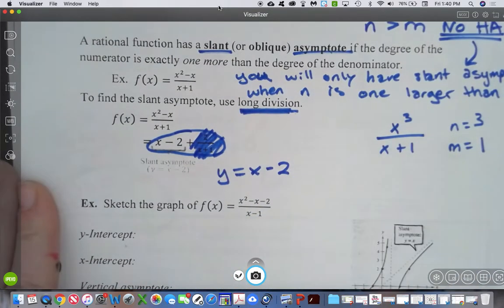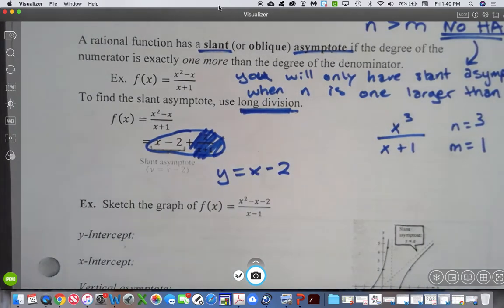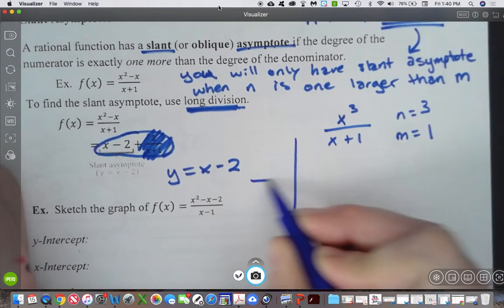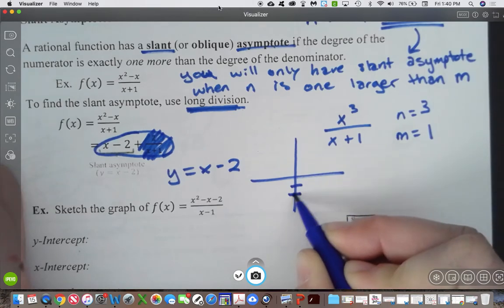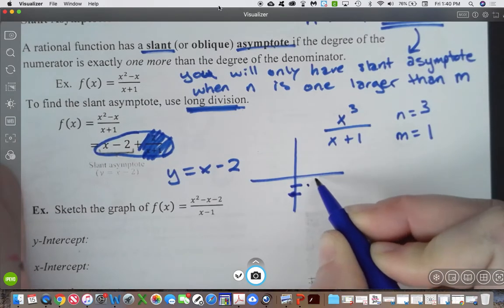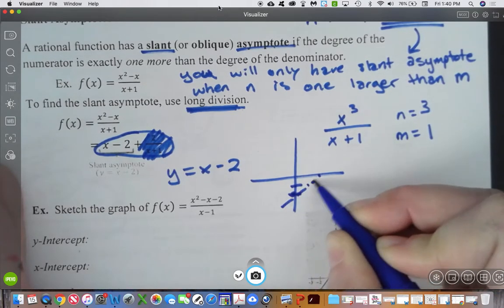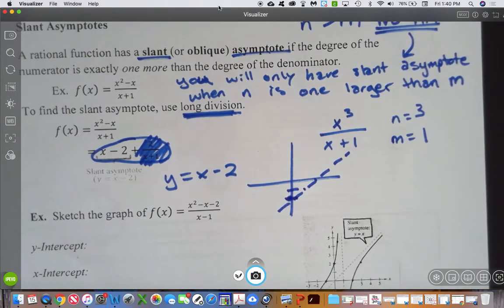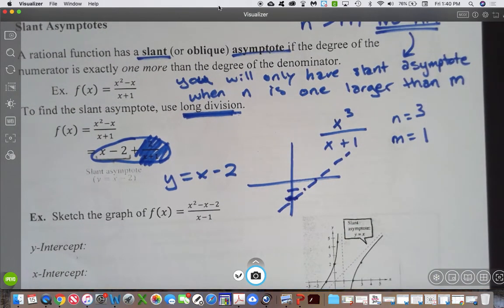Okay? The equation y equals x minus 2 is linear. And to graph him, I go down 2, and I go up 1 over 1, up 1 over 1. And this is what my slant asymptote will look like. Right? It's a linear function. That's what my slant will look like.